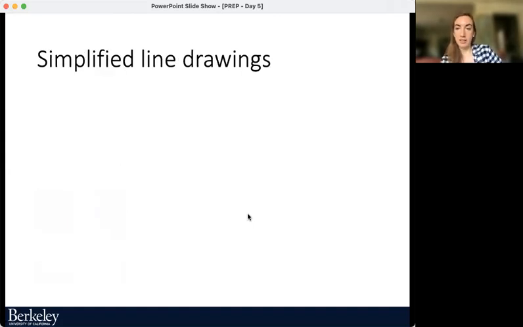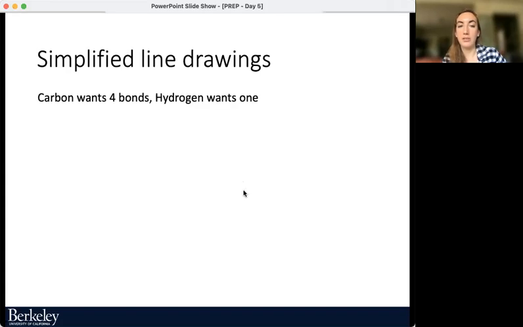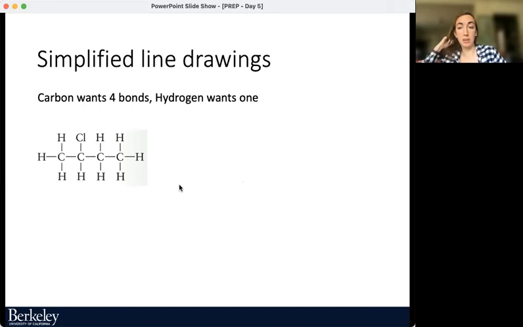So there's yet more simplified ways of drawing our line drawings. We know that carbon is always going to want 4 bonds and hydrogen is going to want 1, and those carbon-hydrogen bonds are really, really common. So this is that same 2-chlorobutane molecule that we showed on a previous slide. We can simplify the way we've drawn this to draw it like this.